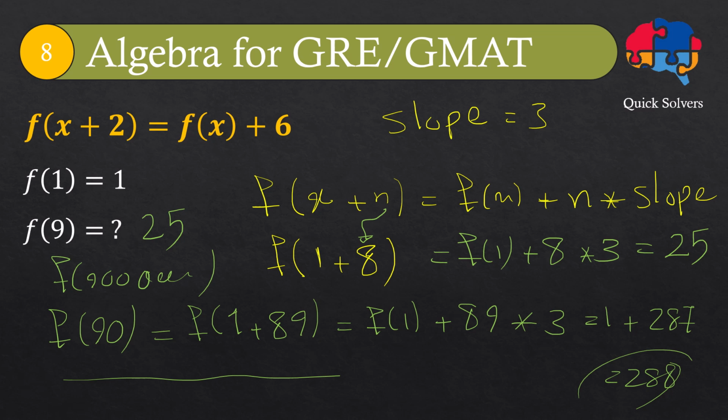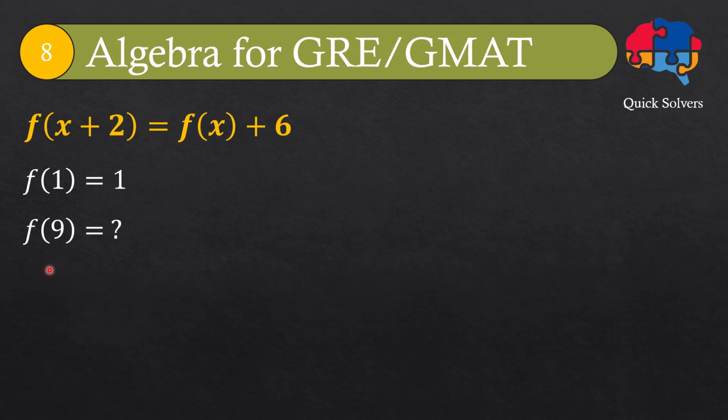But there is another approach, and in this second approach we need to write 9 in the format of x plus 2. If I can do that, then I can say f of 9 equals f of x plus 6. Let me do it that way. We can write f of 9 as f of 7 plus 2. That means x is 7, and we can say this equals f of 7 plus 6. But what is f of 7? We don't know what f of 7 is. I need to find f of 7.